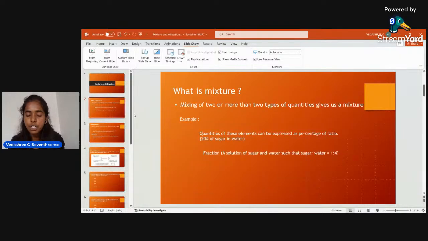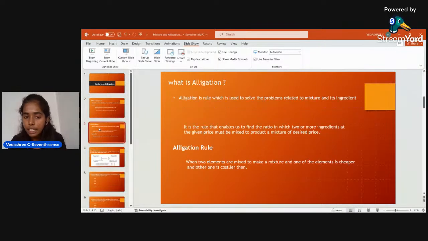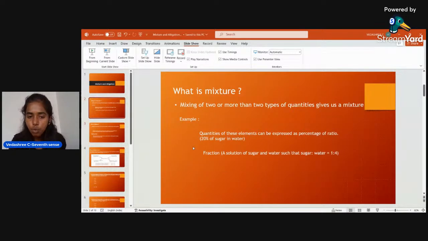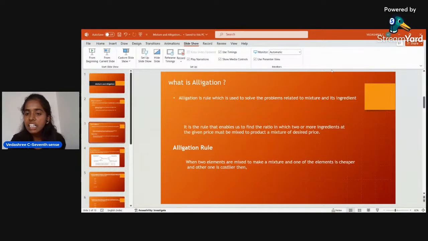So this is about mixture. Mixture is nothing but a mixing of two or more quantities, and these two are examples. Now what do you mean by alligation? Alligation is nothing but a rule which is used to solve problems related to a mixture and its ingredients. In the previous example we considered sugar and water as the quantities, so the ingredients are those sugar and water.